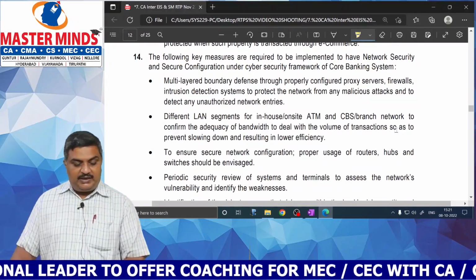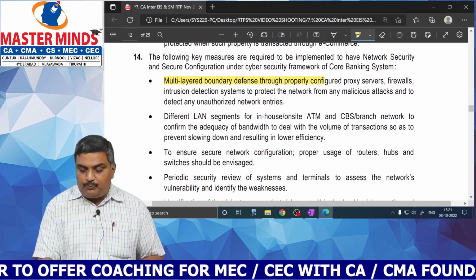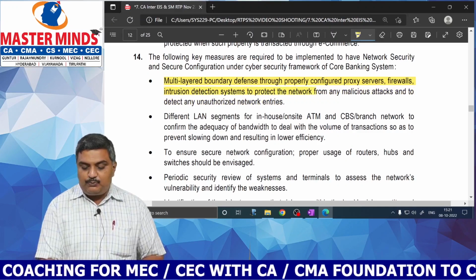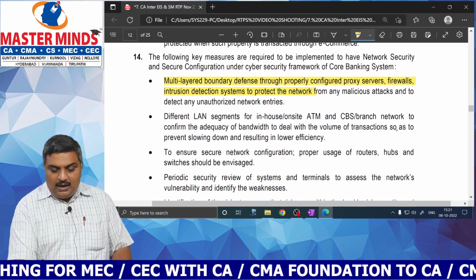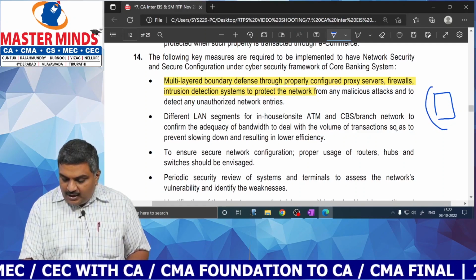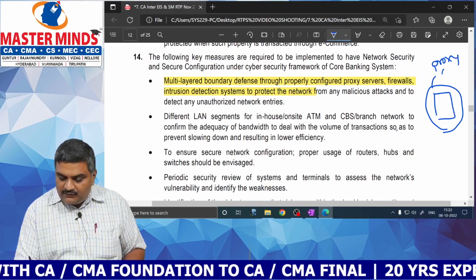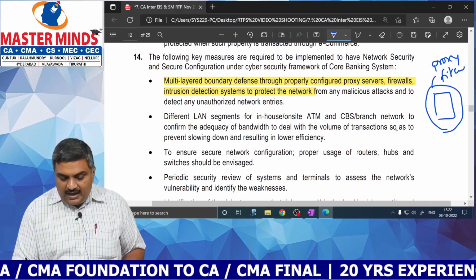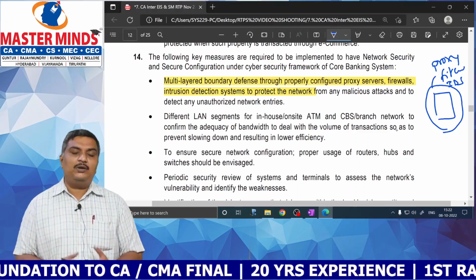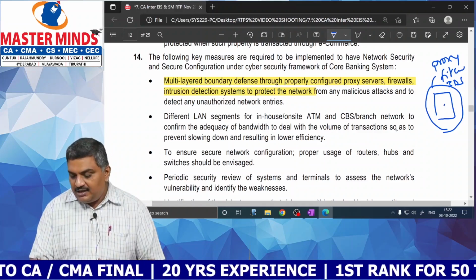So these are all the things. The first one is there should be multi-layered boundary defense through properly configured proxy servers, firewalls, and intrusion detection systems to protect the network. For example, here you have the bank network and there should be protection around this bank network in the form of proxy servers, firewalls and intrusion detection systems, IDS, IPS, all these things. That is the first and foremost care you have to take to protect your servers.